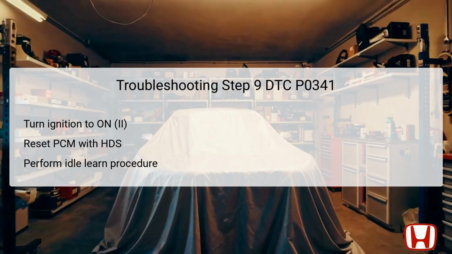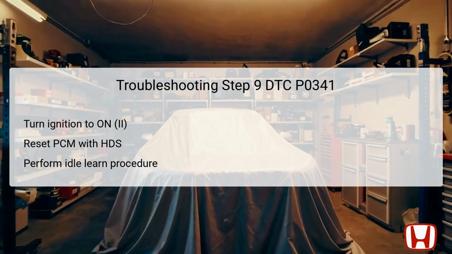The final troubleshooting step, Step 9, centers upon resetting the powertrain control module, PCM. Begin by switching the ignition to the on position without starting the engine. This action allows the HDS to communicate effectively with the PCM. Next, execute a reset of the PCM using the HDS, which clears the previous data stored in it, including any error codes that might be influencing performance.